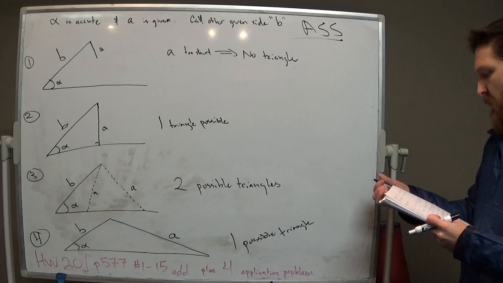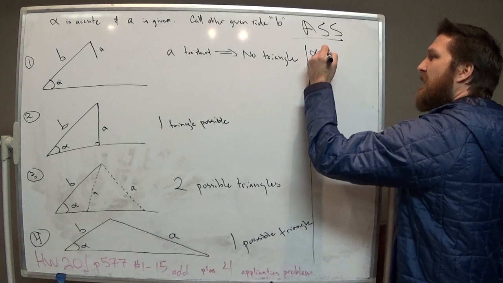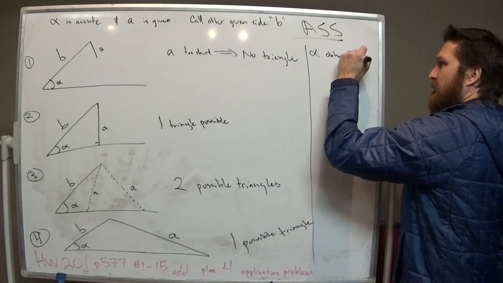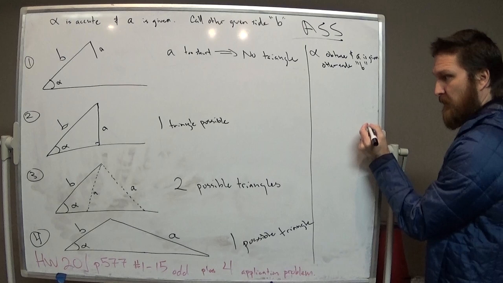The acute case, that's the acute case. Just real briefly, if alpha is given and it's obtuse, and A is given, and the other side is B. We're going to call it B. And let's see what that looks like.